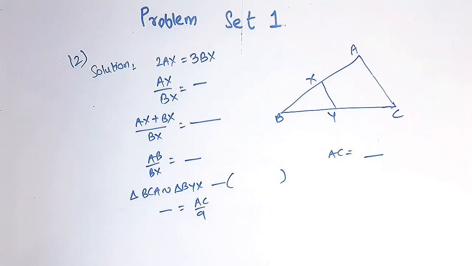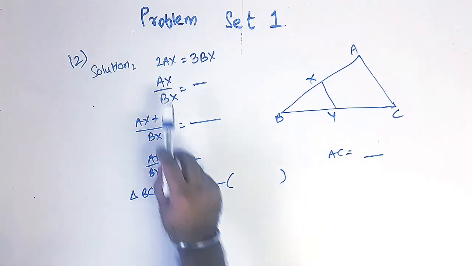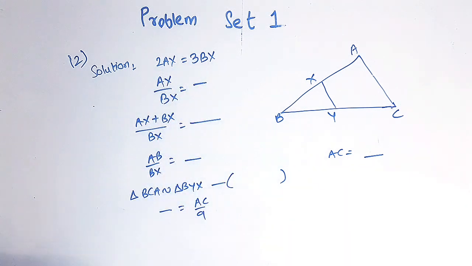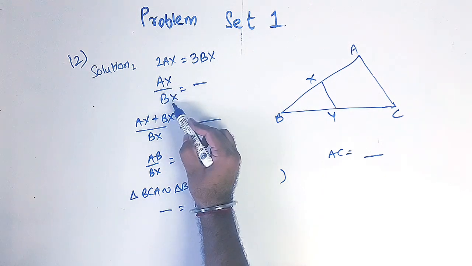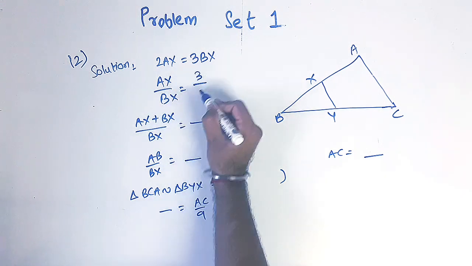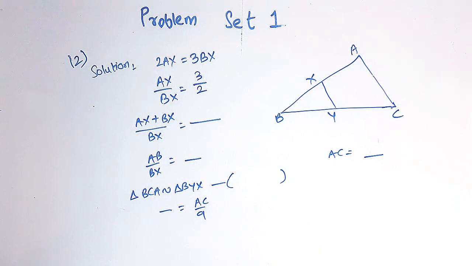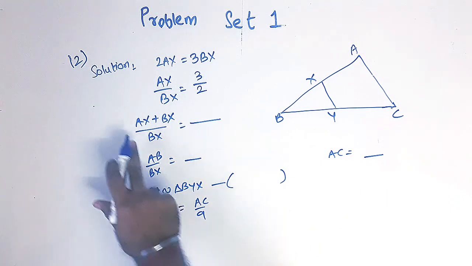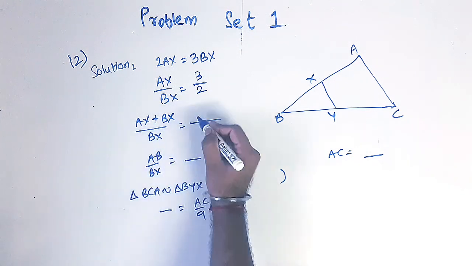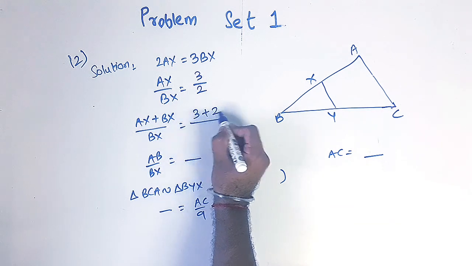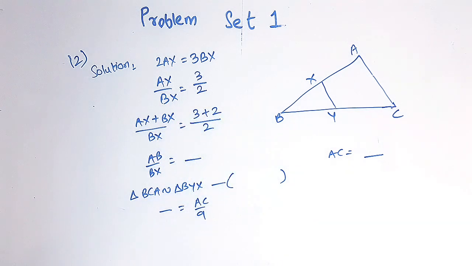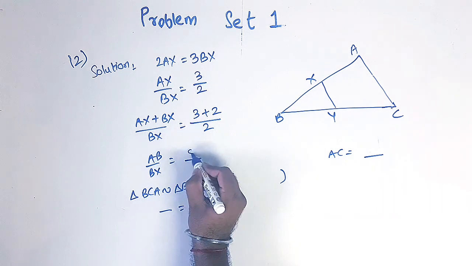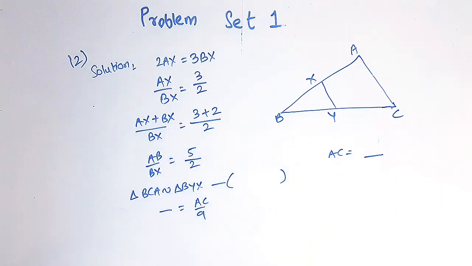So 12th one is an activity, a very easy one. If 2ax is equal to 3bx, so ax upon bx will be equal to 3 upon 2. And ax plus bx by bx is equal to 3 plus 2 by 2. So this becomes what? This becomes 5 upon 2.